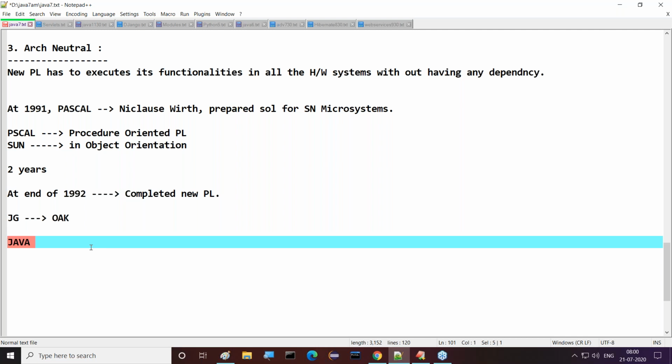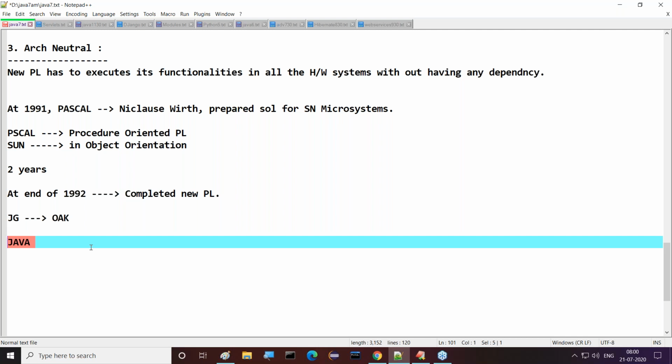Why? Because it is just a coffee name at the Sun Microsystems cafeteria. All Sun engineers used to take this coffee while preparing the new programming language. Due to this reason, Sun Microsystems wanted to give this name to their new programming language.